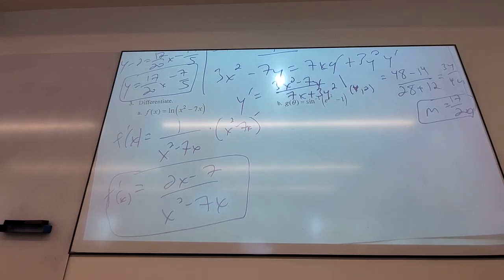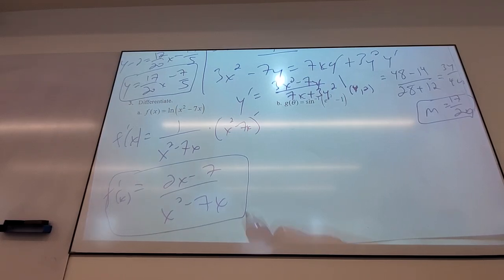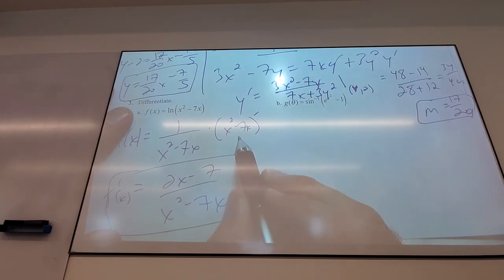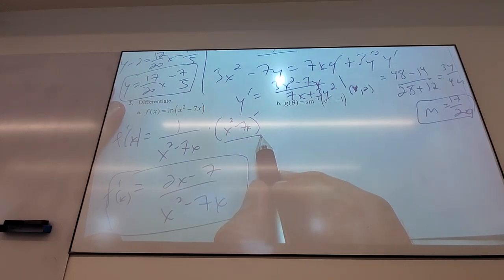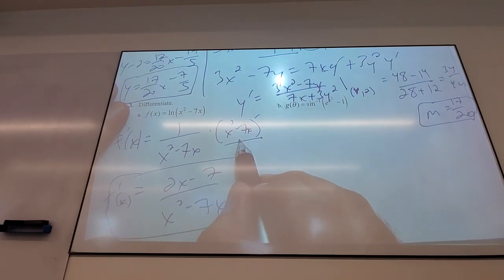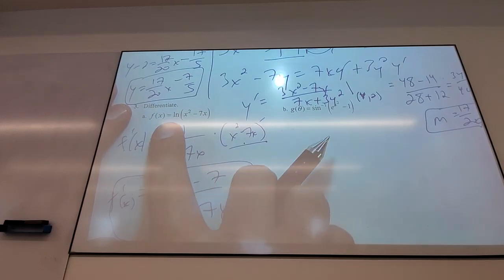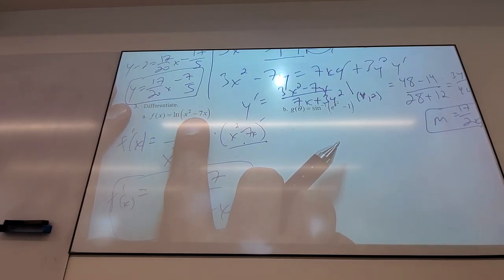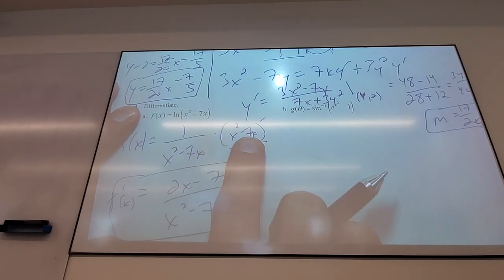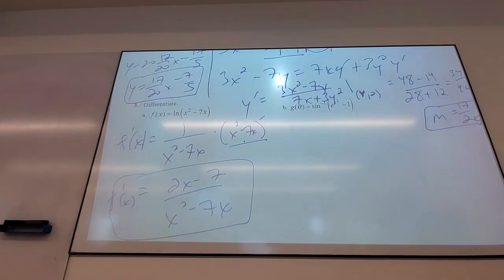Yes? So for the x squared minus 7x, is that also a separate chain rule too? Like would you do x? No, this is the only chain rule. So there's one function with one function inside of it. The derivative of the outside function is 1 over stuff, and then the stuff gets a prime, yeah. So it's not like a double nested doll, right?